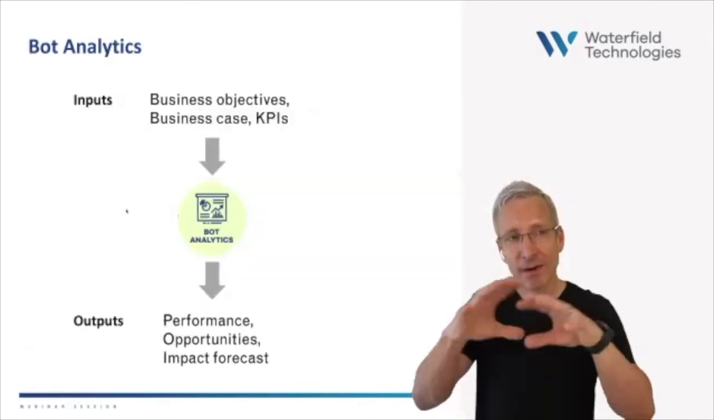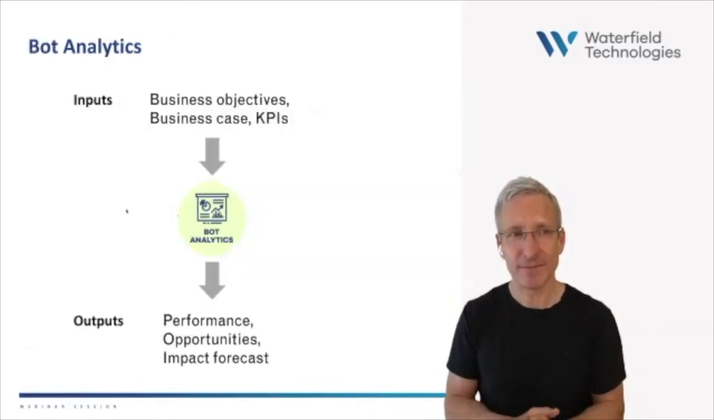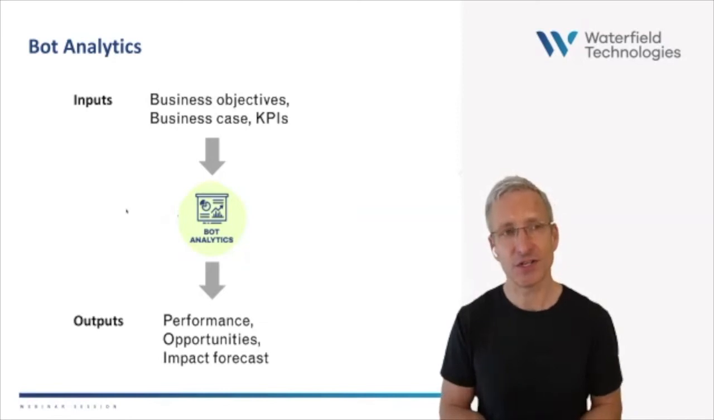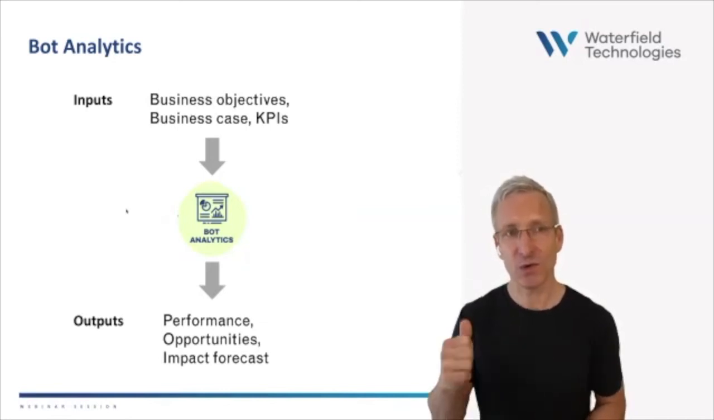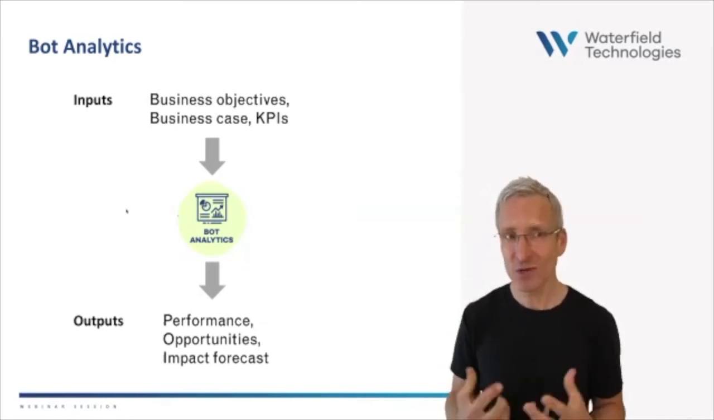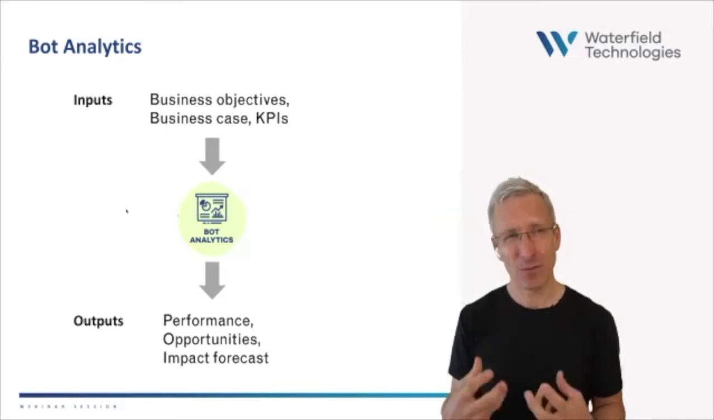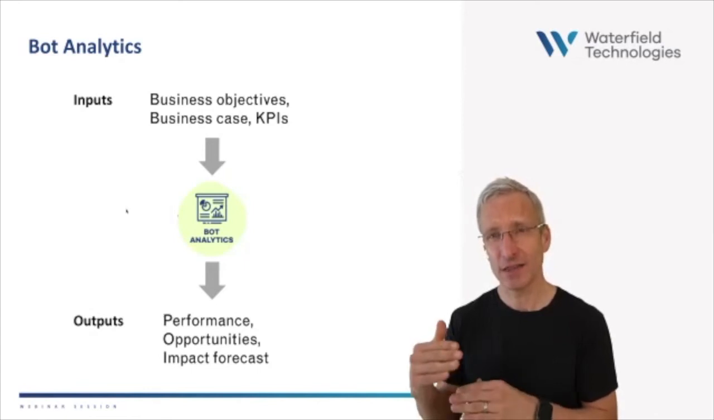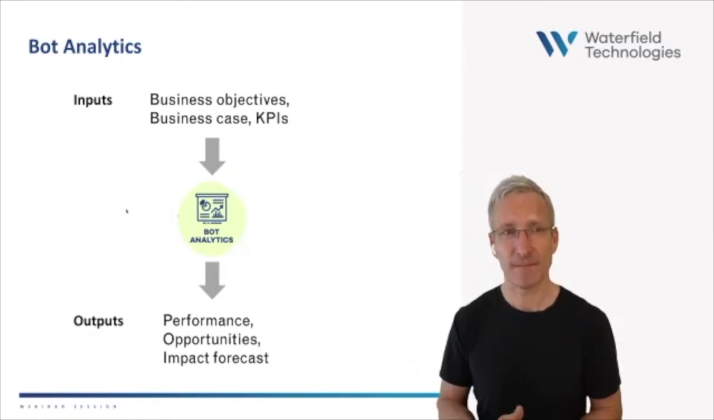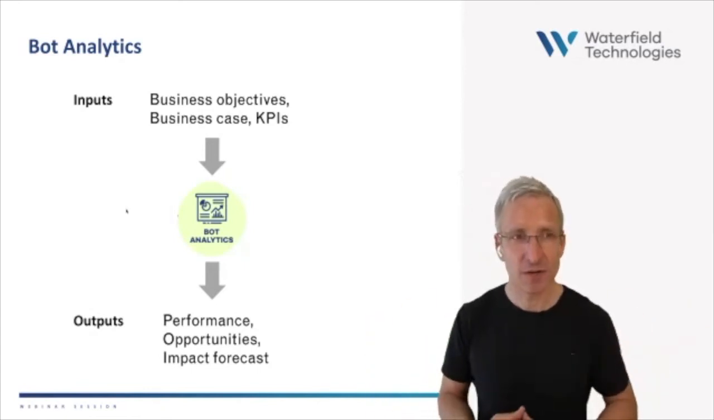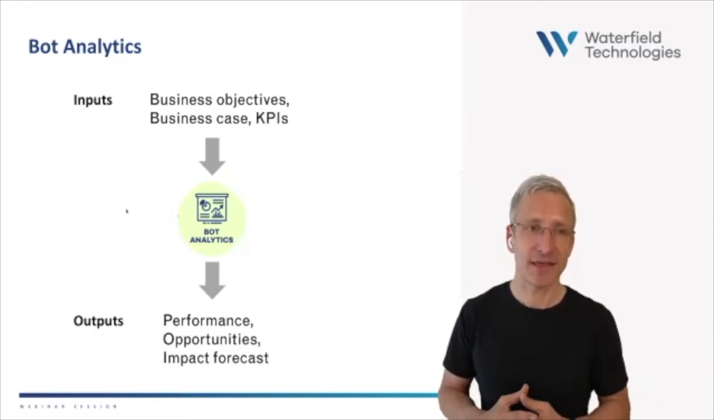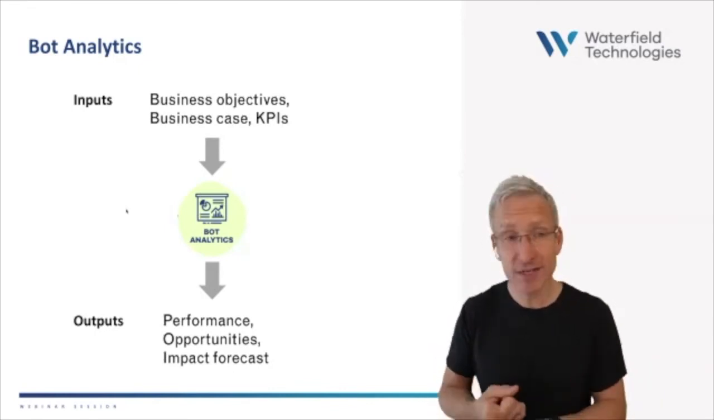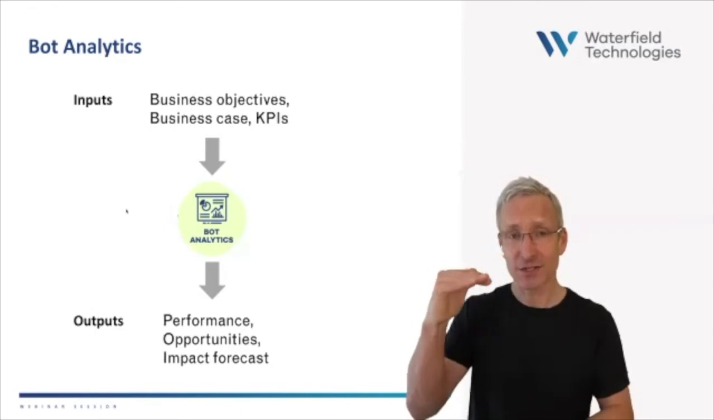So let's talk about how bot analytics really fits in. The key inputs to bot analytics are your business objectives. What are you trying to achieve? Your business case, what do you value, and what are you expecting to achieve? And what are the KPIs that will measure success? And then take those into your bot analytics process, and then the output needs to be performance. How did I do? That's the top part of the framework.